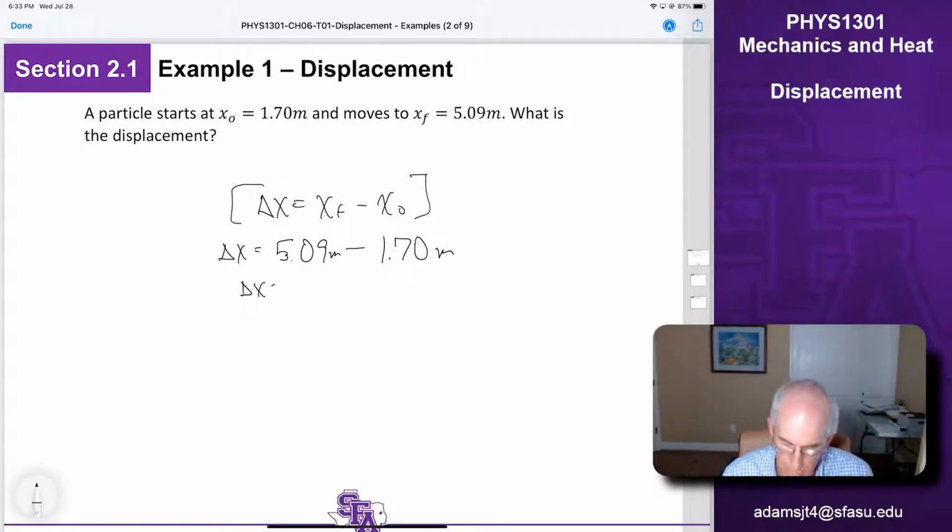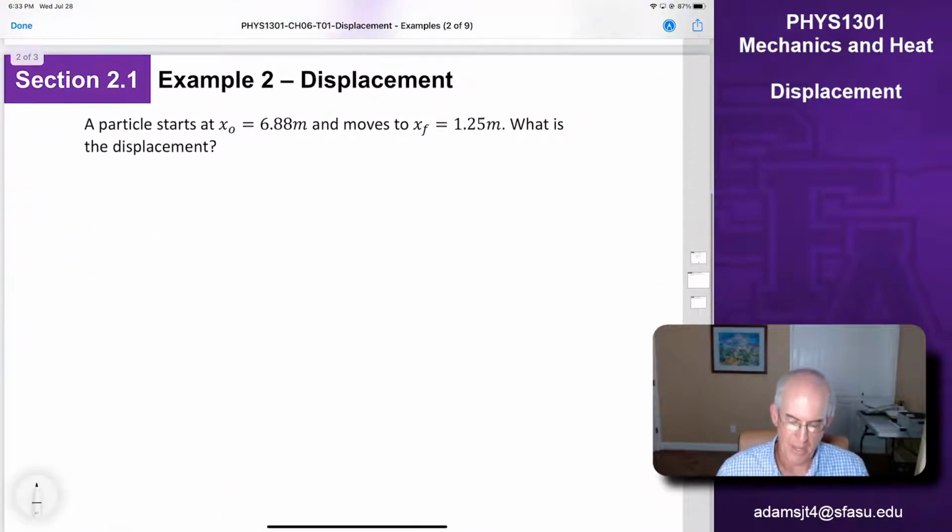And if I plug it in my calculator, as you will do, what I find is that displacement, delta x, is just equal to 3.39 meters. Like I said, this is a great example because there was no algebra involved, but let's do one that's a little more involved. Again, remember, the equation that I'm concerned with is delta x equals x sub f minus x sub naught. In this case, we're told x sub naught is 6.88 meters, and we're moving to x sub f equals 1.25 meters.